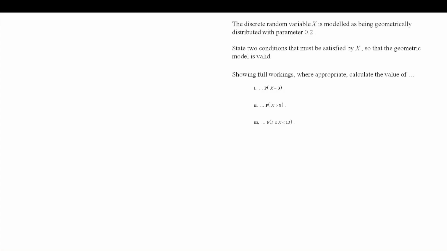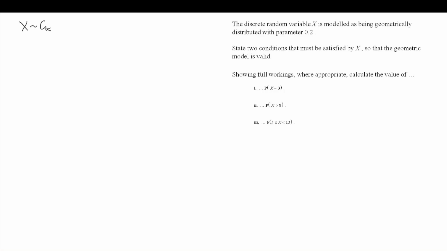In this question, we've been told that the discrete random variable x is modeled as being geometrically distributed with a parameter 0.2. The parameter for geometric distribution is p, the probability of success. We're first asked to state two conditions that must be satisfied by x so that the geometric model is valid.